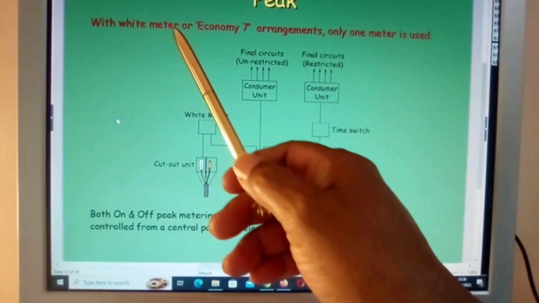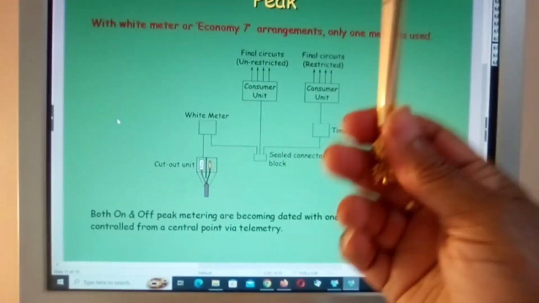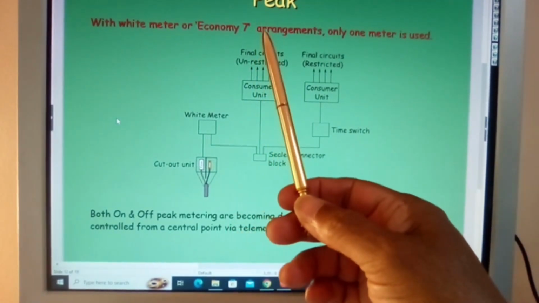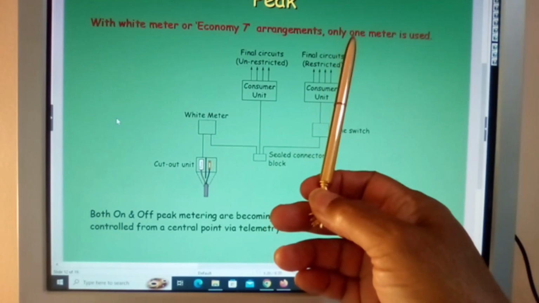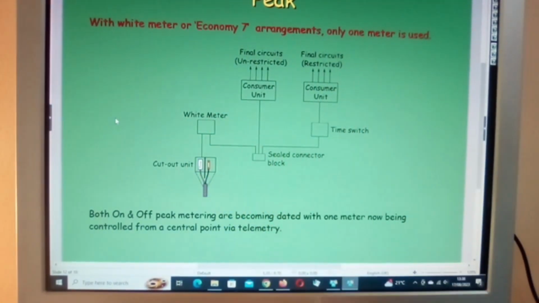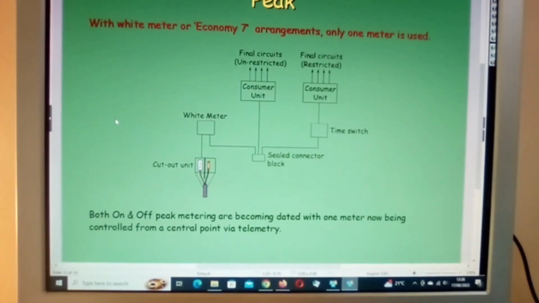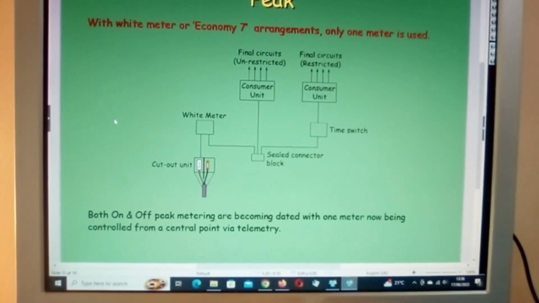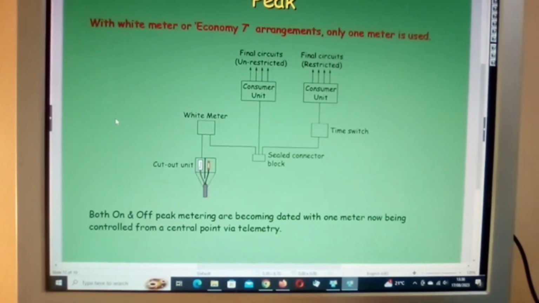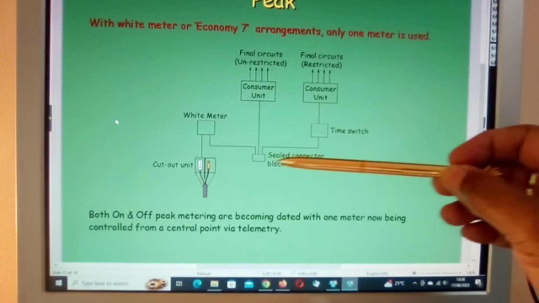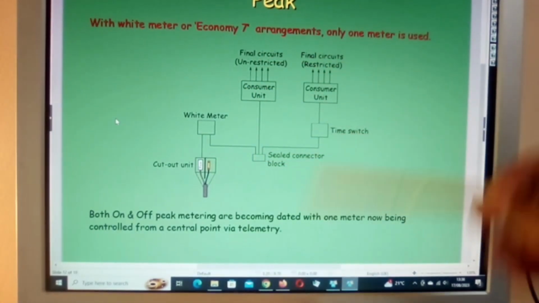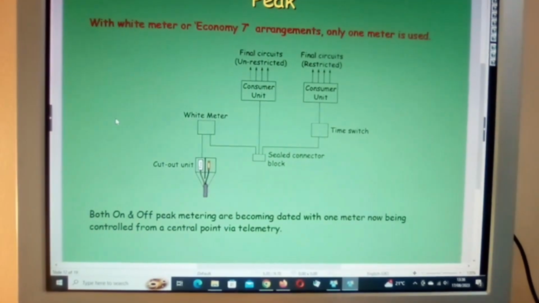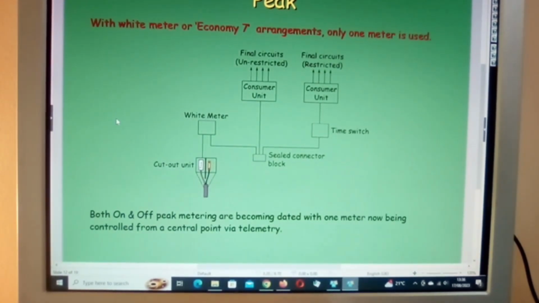Now with white meter or Economy 7, Economy 7 doesn't exist anymore to the best of my knowledge. Something else may have replaced it, but I doubt it. Only one meter is used. Your serial connector block is simply feeding your consumer units basically for your heater or your domestic supply.